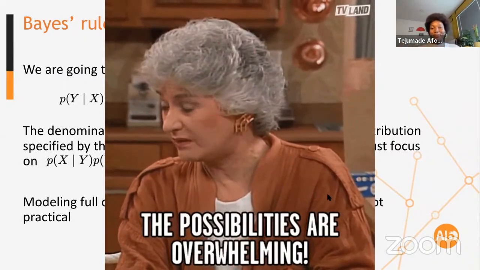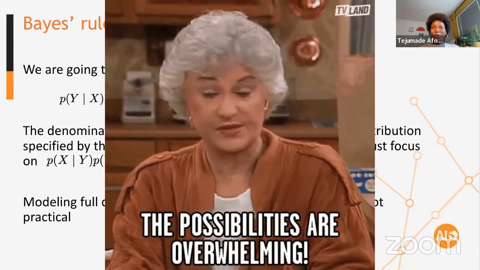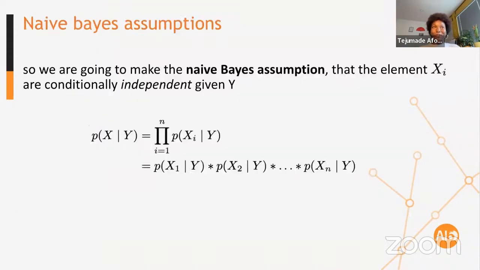The possibility is just overwhelming. So this is why you need to make assumptions if you want to be able to solve this problem. And the assumption that Naive Bayes makes is that instead of modeling that dependency, like X1, X2, X3 given each other, you don't do that. You assume that they're independent, what we were talking about before. So the probability of X, your words given spam, is just the product of the individual conditionals: X1 given Y, X2 given Y.